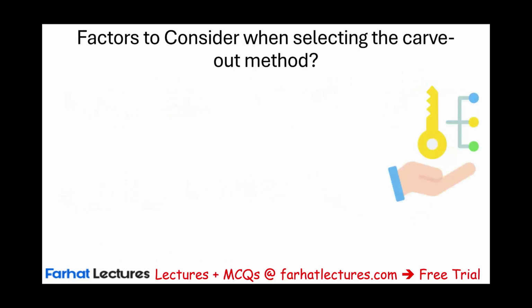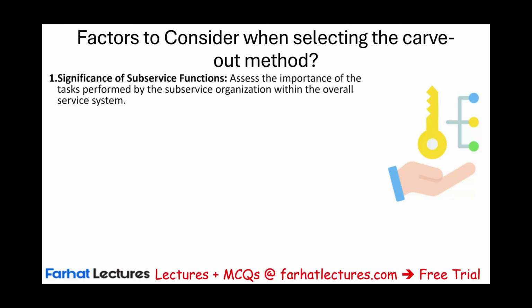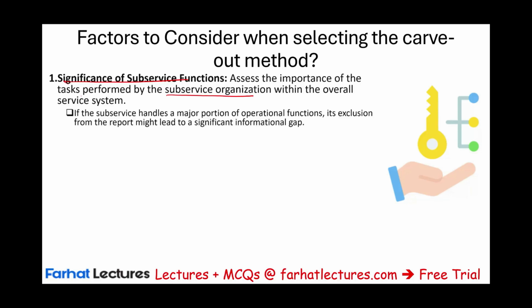Factors to consider when selecting the carve-out method. Remember, the carve-out method is, in quotes, a little bit risky because you are excluding. So factors to consider: if there's a significant presence of subservice functions, we have to assess the importance of the tasks performed by the subservice organization within the overall service system. If the subservice handles a major portion of operational function, its exclusion from the report might lead to a significant informational gap. So that's one thing you consider.